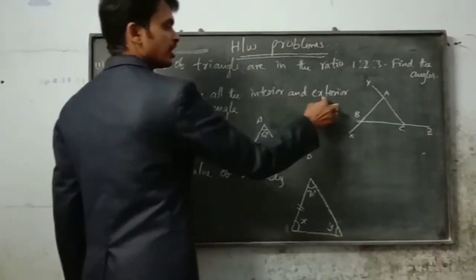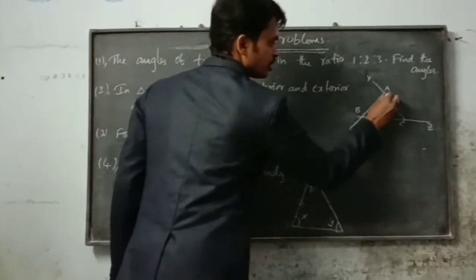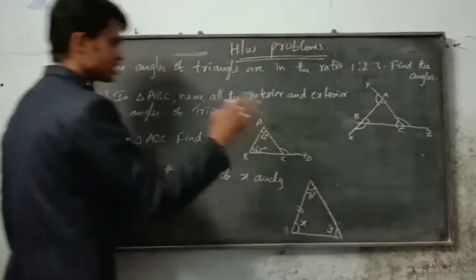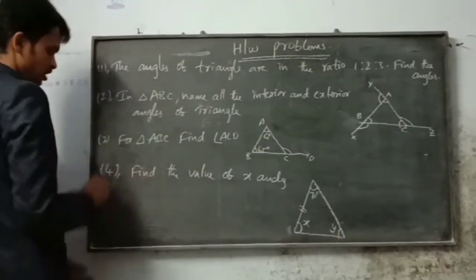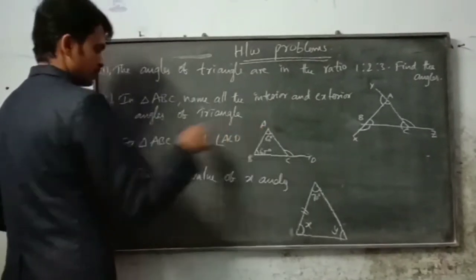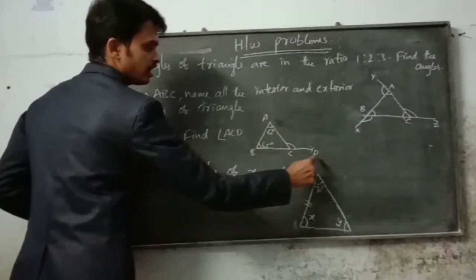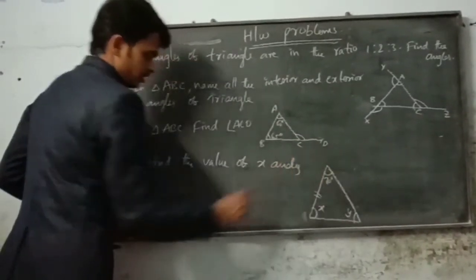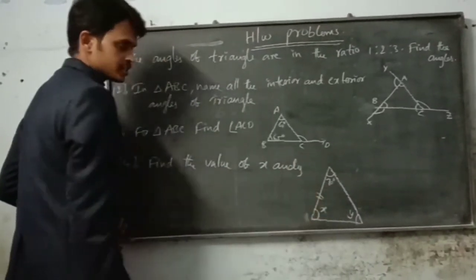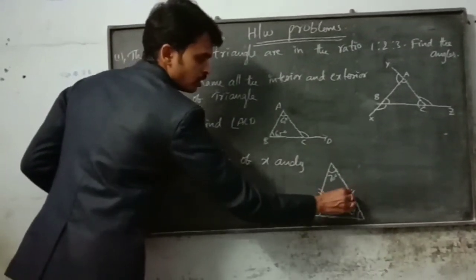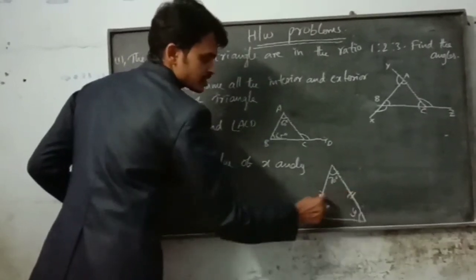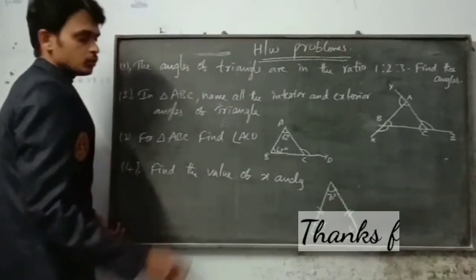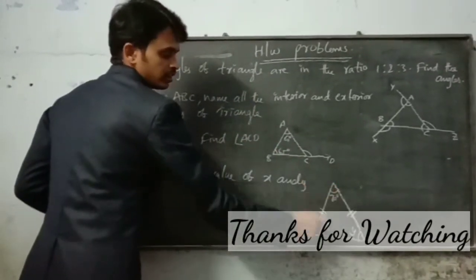In triangle ABC, name all the interior and exterior angles. So these are the interior and these are the exteriors. You should name these angles. Only name the angles. Third one, in this triangle ABC, we should find the measure of angle ACD. Fourth one, in this triangle, one angle is given as 70 degrees. The remaining two angles we have to find out. So the hint is what? Opposite sides are equal. If opposite sides are equal, then opposite angles are also equal. Using that property, we should find these two angles.